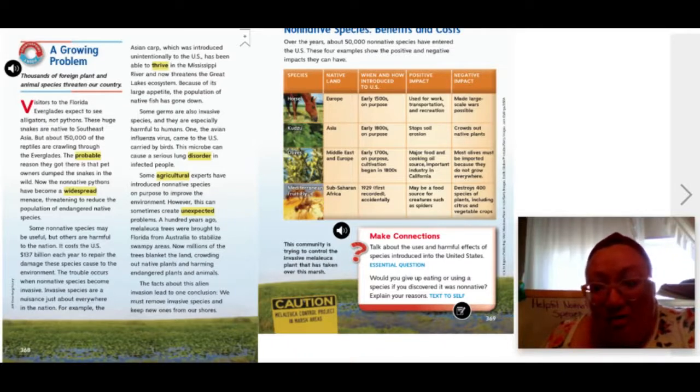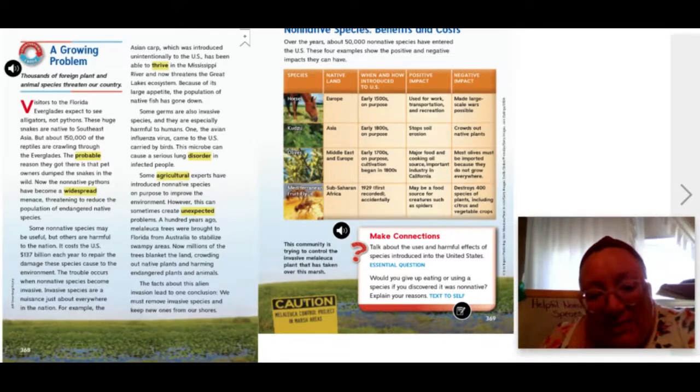Next up, we have olives. Yum. Olives on my pizza. Gotta love it. All right, so olives were brought from the Middle East and from Europe in the early 1700s, and it says that they're a major food and cooking oil source and important industry for California. So they provide a lot of money, jobs. That's a good thing. Now, it does say that most olives must be imported because they don't grow everywhere. Well, that sounds like the benefits are pretty good. So I'm going to write down olives.